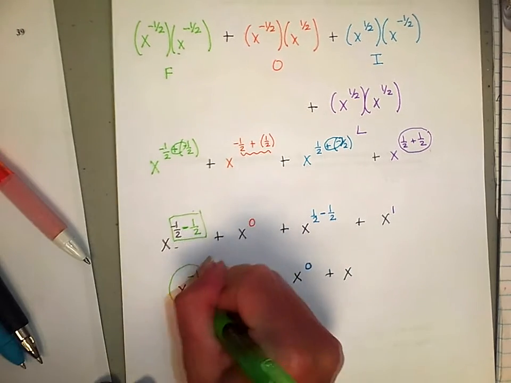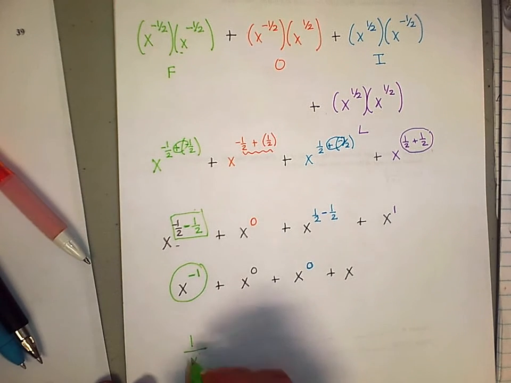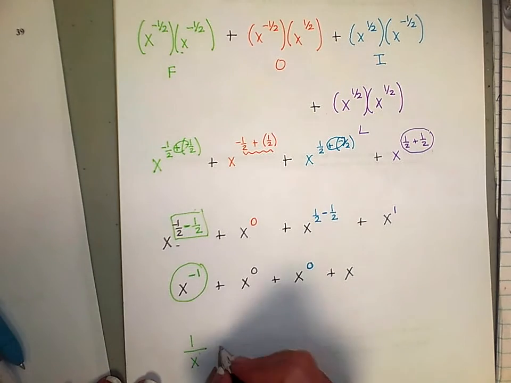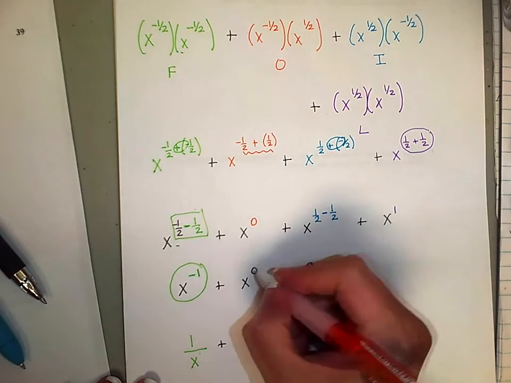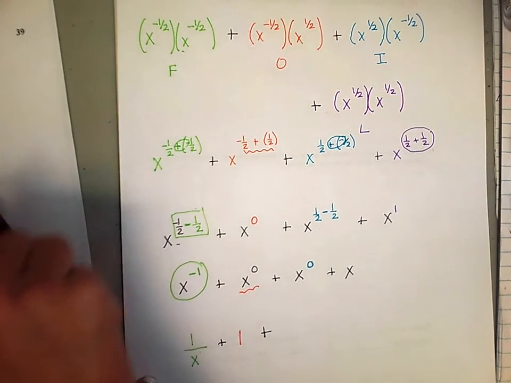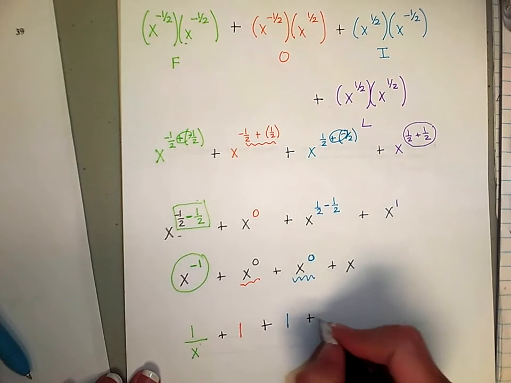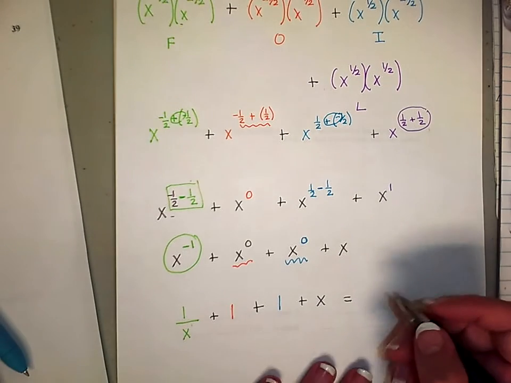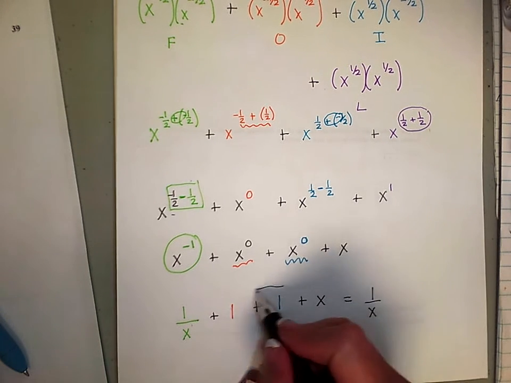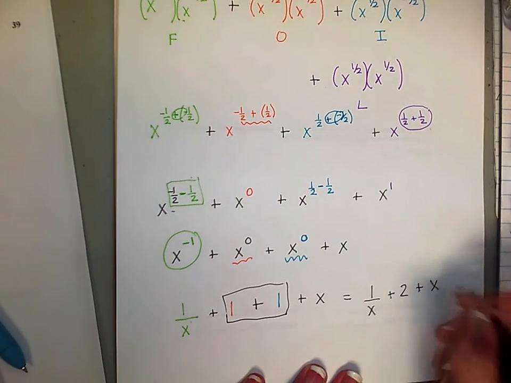And now we want to write this without any negative exponents. So this is the same thing as 1 over x to the positive first power plus anything to the 0 power is 1. Here we also have x to the 0 power, which is 1, plus just x, which we could write as 1 over x, combine these like terms, plus x.